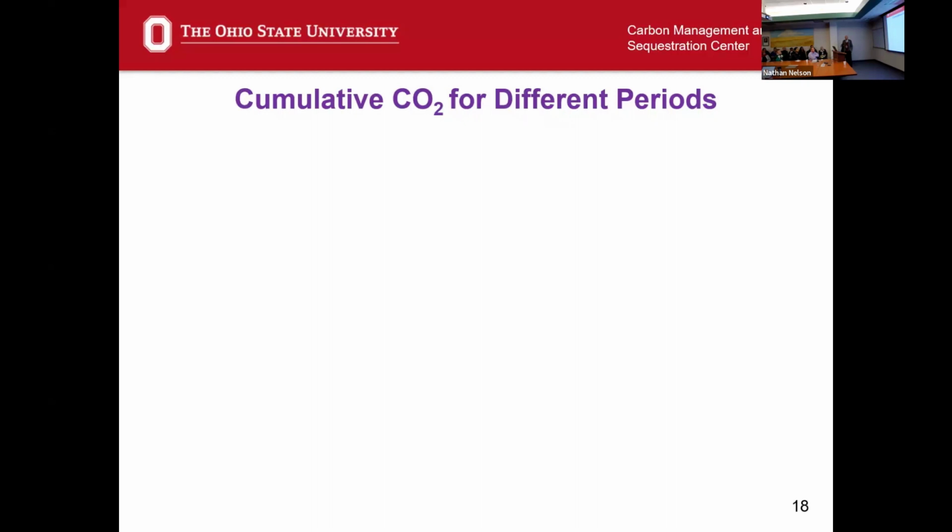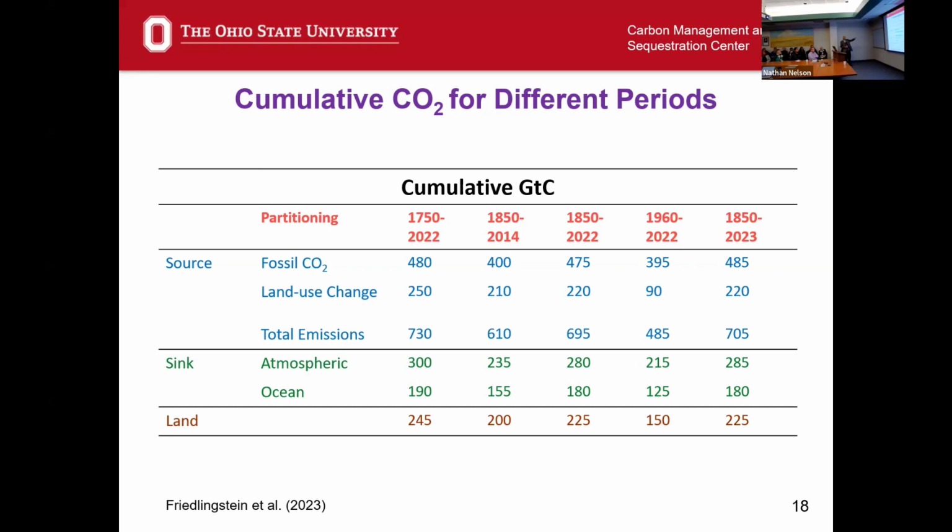It's stuck. So the cumulative CO2 for different periods because of human activities, 1750 to 2022. Yesterday I was giving you these examples, the details: 480 gigaton of fossil fuel carbon have been emitted into the atmosphere since 1750. Compared to the land use change over the same period of 250, 1750 to 2022.